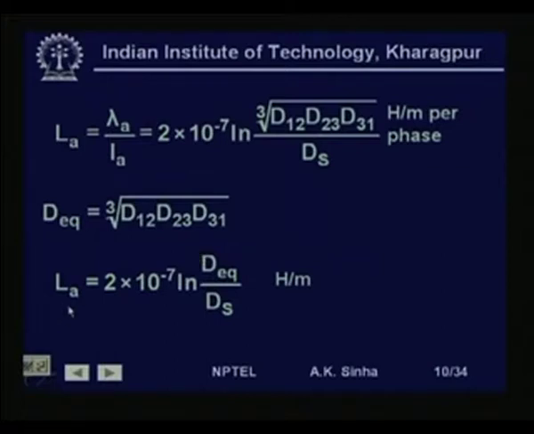Therefore, La, the inductance of phase A, is equal to 2 into 10 to the power minus 7 ln of Deq by ds, where Deq is the GMD of the 3 phase conductors.